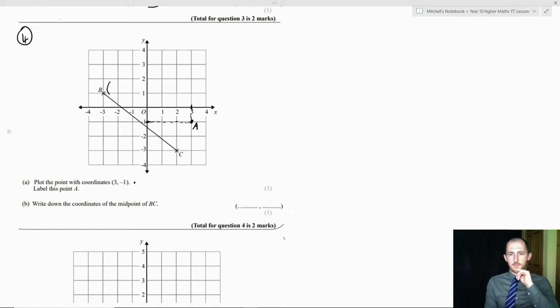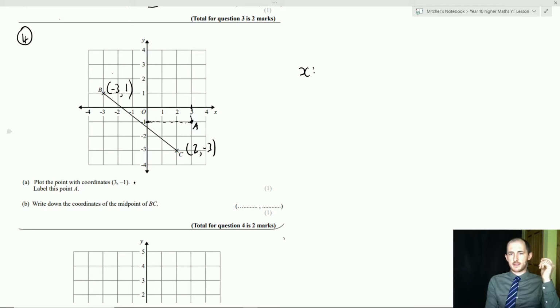So coordinate for B, well, it's along the -3 x line, so let's put -3, and it's 1 up, so let's put the 1 there. So the coordinates of B are -3 and 1. Coordinates for C, well, it's 2 across, so let's put a 2 there, and then put -3 going down.